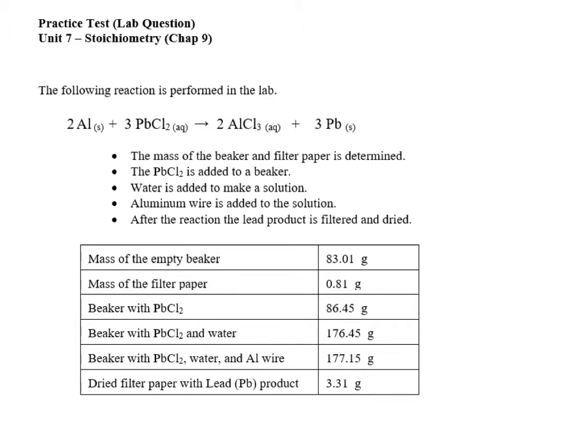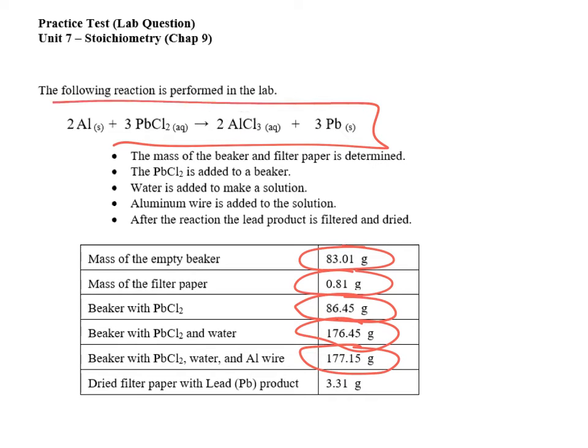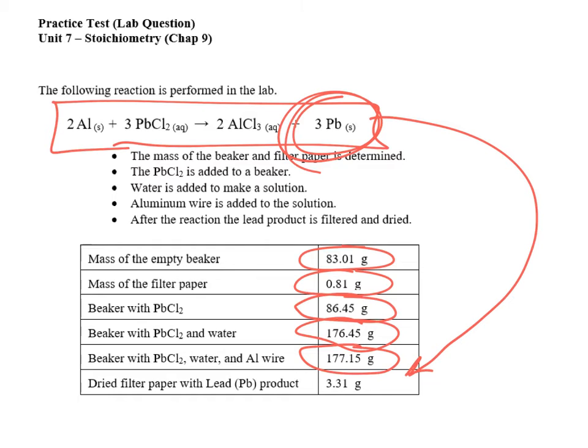This is an example of the lab question that you might see on the test. Very similar to the pivot lab that we did. We start out with an empty beaker and some filter paper. They add some lead chloride to the beaker, and then they add some water to the beaker, and then they add some aluminum wire to the beaker, and then this reaction happens. Lead is produced and filtered, and after the filter paper is dry, we have a mass.